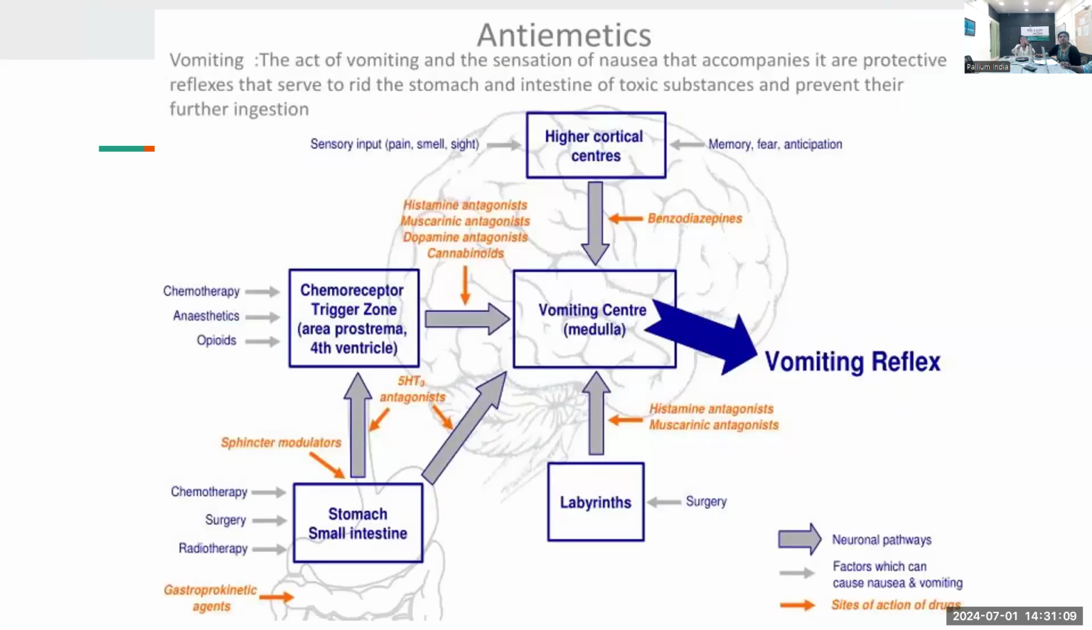Next slide. So this is a simplified version of what we have already explained. See the first one, higher cortical center, memory, fear: benzodiazepines. The next one, chemotherapy, anesthetics, opioids, where the CTZ is stimulated. Again, the vomiting center and vomiting reflex from the stomach, with chemotherapy, surgery and all, we block with a 5-HT3 antagonist. And lastly, from the labyrinth, the histamine antagonist and muscarinic antagonist. This is like the summary of what we told now.